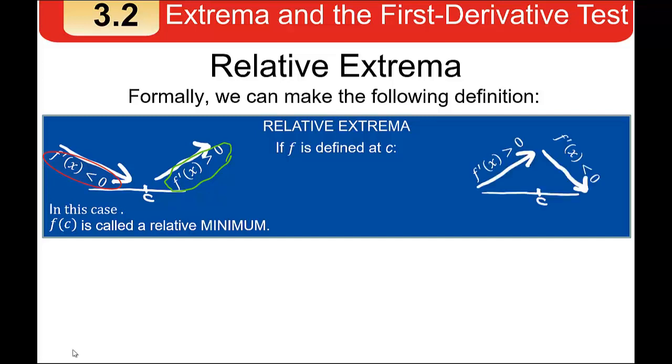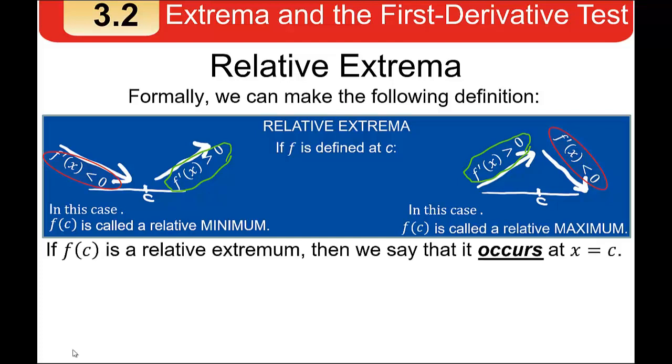On the other hand, if the behavior is reversed so that the derivative is positive to the left of this value c and negative to the right, that means we have a relative maximum. An increasing slope followed by a decreasing slope. That's like a peak. So around c, you have the highest value of the function at the value x equals c.